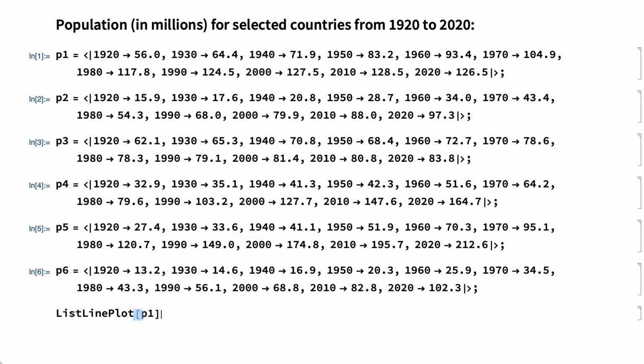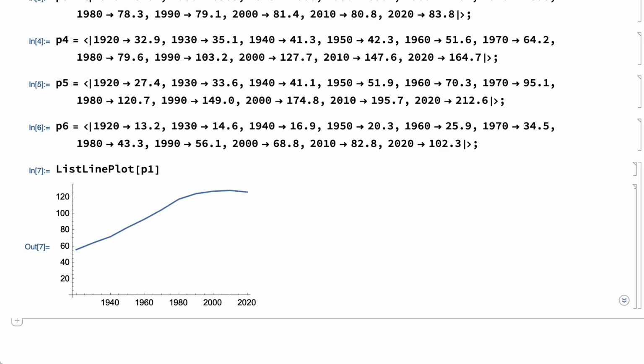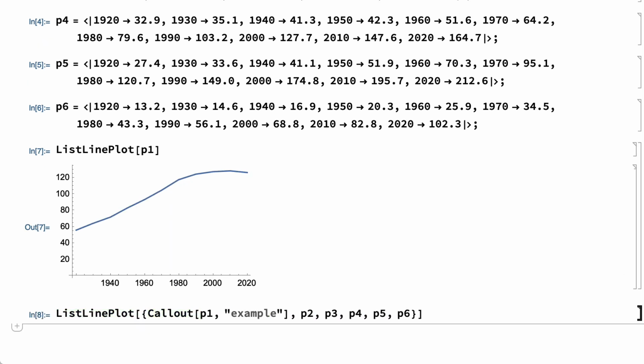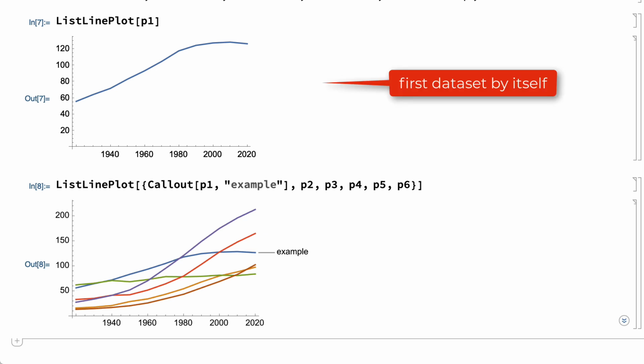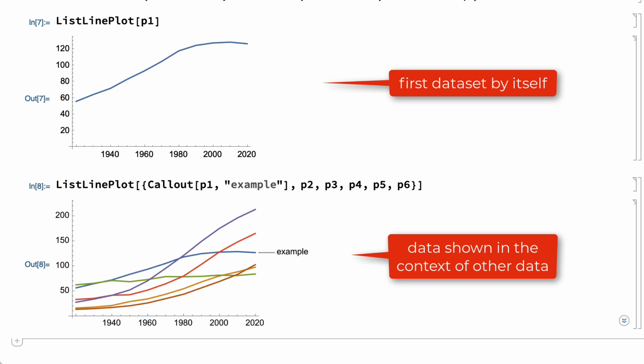Here is a plot of the data for the first country, and for comparison, here is a plot of all of these data sets. The data for the first country is identified here as example using a callout label. The plot of the data for the first country by itself is potentially useful, of course, but the second plot showing that data in the context of other comparable data sets makes it easier to identify features of the example data set that might be especially interesting or unusual.